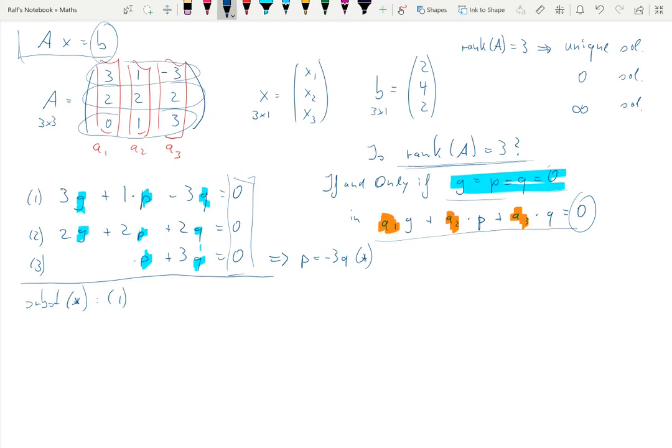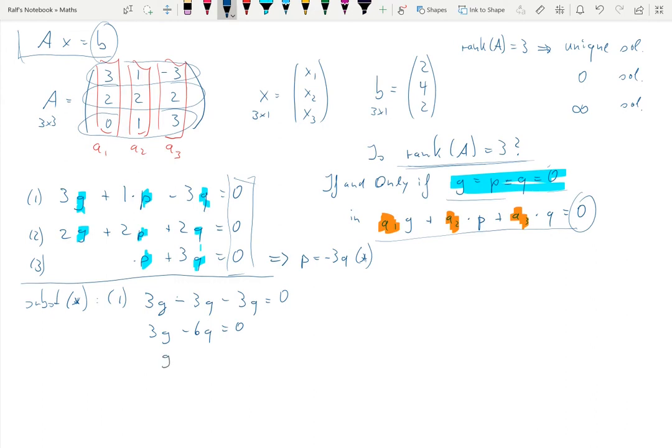So we are reducing the number of variables in there. So we're having 3G plus 1 times P, but 1P is negative 3Q. So minus 3Q is equal to 0. So here we get 3G minus 6Q is equal to 0. And we could, for instance, solve that for G.